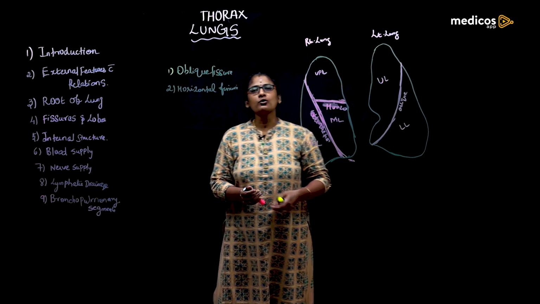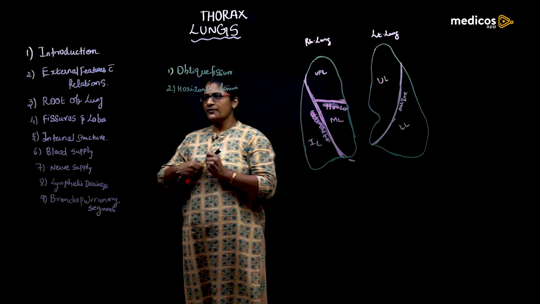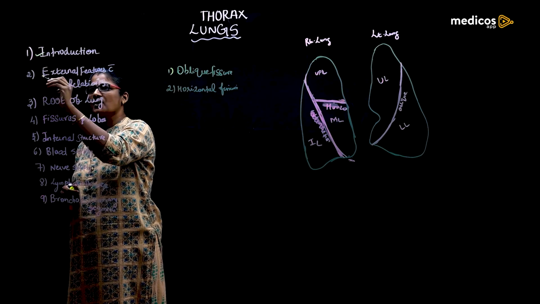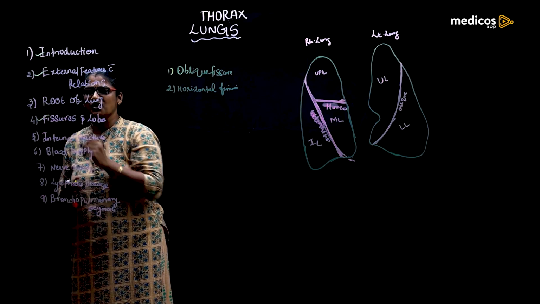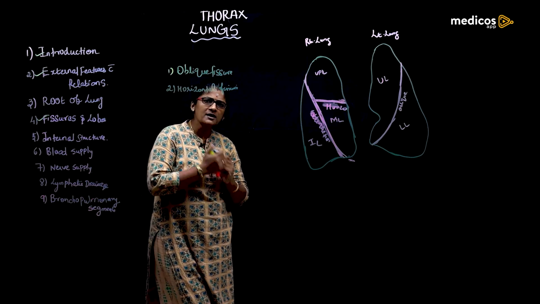We will go for the root of the lung, okay. So, what is the root of lung? The fissures are over. So, we have completed the introduction, external features with the fissures. Next, we are going for the root of lung. If you see the root of lung, what is root of lung?